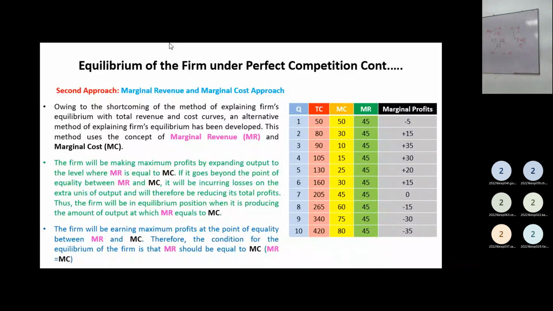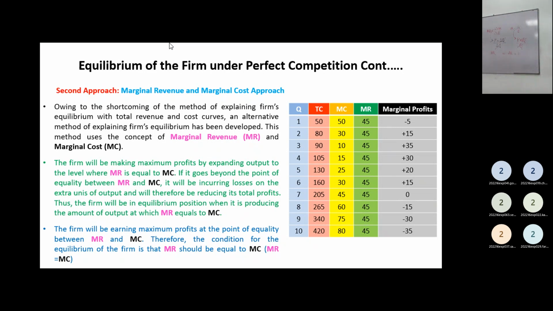So here it says marginal revenue and marginal cost. Here we have those two columns. Marginal cost column is there. Marginal revenue column is also there. And here you could see, since you are considering these marginal revenues and marginal costs, your profits are also marginal, right? Your profits are also marginal. So starting from -5, it goes till -35.